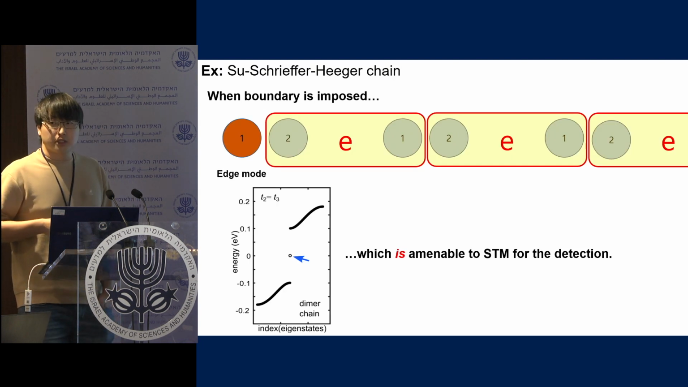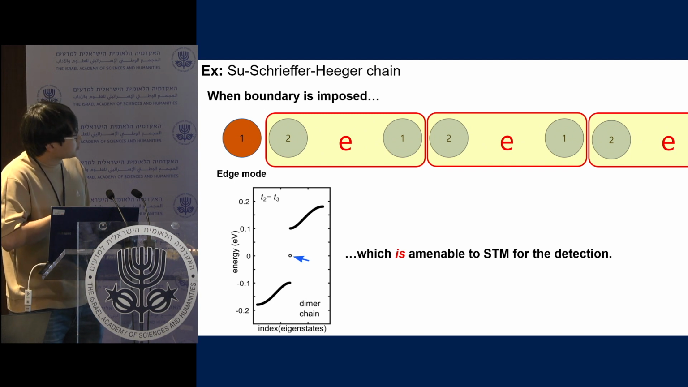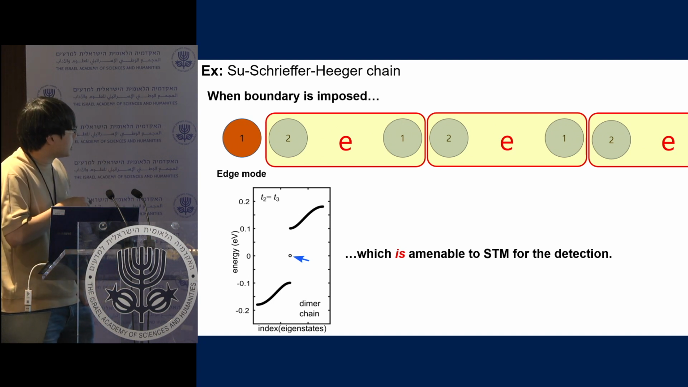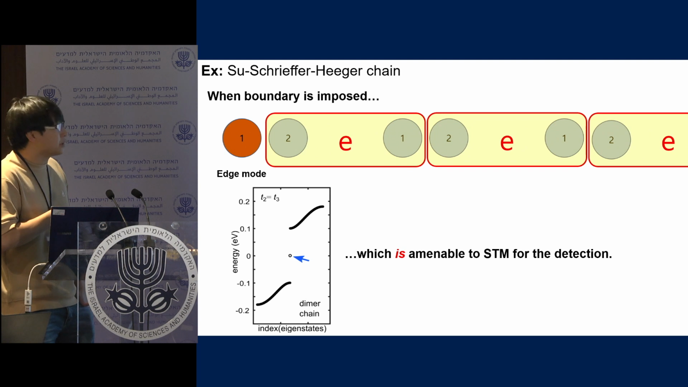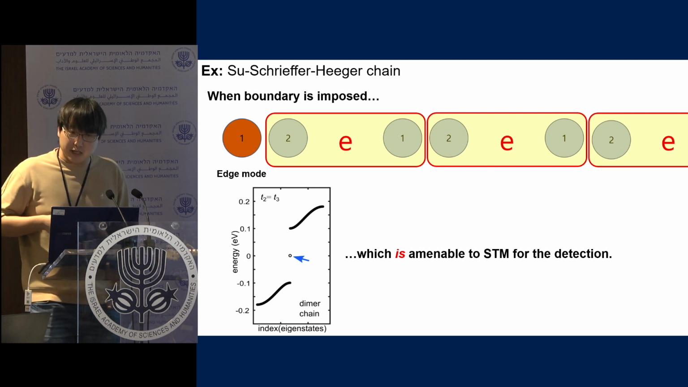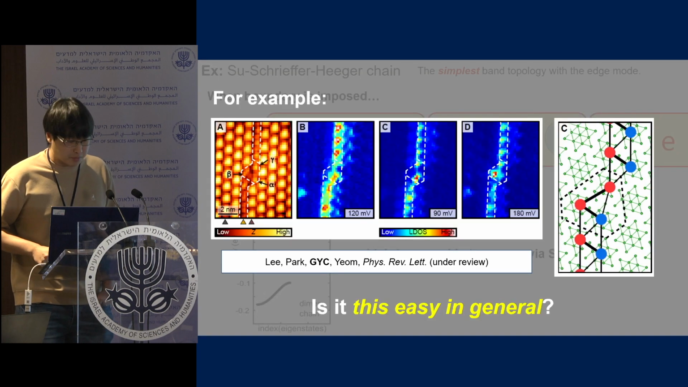Let me start with a simple example, which is a Su-Schrieffer-Heeger chain, which is just dimerization of the atoms in real space. This is the x-axis. The simplest way to detect it is to cut it and make an open boundary. Then you will see the edge states. If you look at the energy spectrum, these edge states tend to be in the gap in the idealistic case, so it's quite amenable to detection in STM experiments.